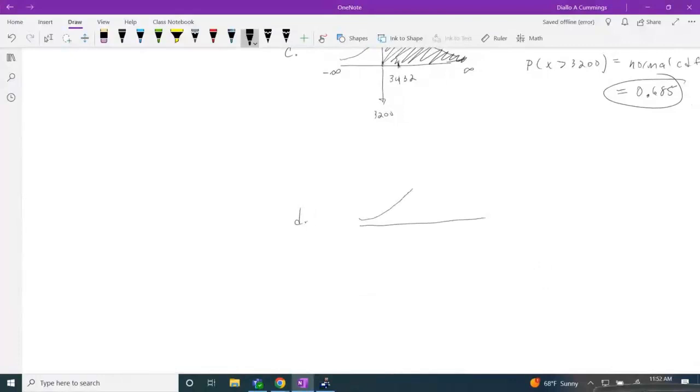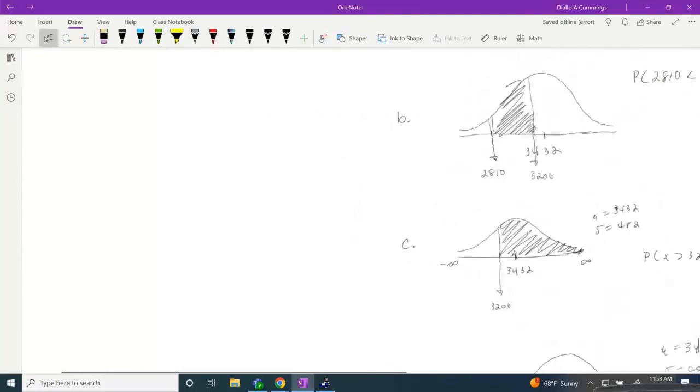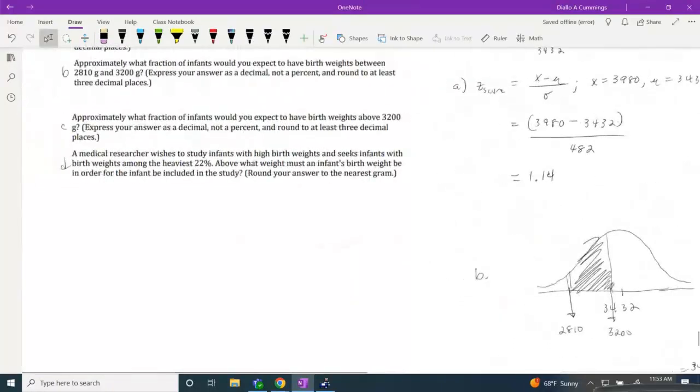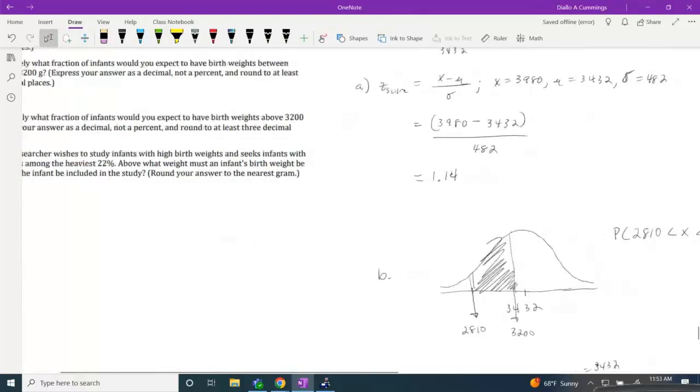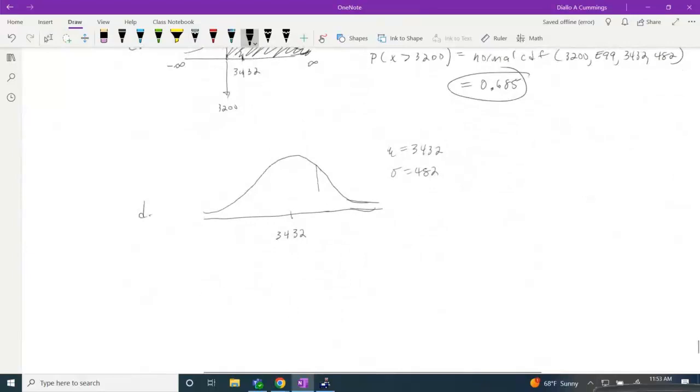All right, so this follows a normal distribution. The mean is 3,432 grams. The standard deviation is 482. But what we want, remember that area is probability. And this says the heaviest 22%. So I'm actually given an area. So I'm going to guesstimate 22% of the heaviest. So I'm just going to take this, and I'm given that this should be 22%.